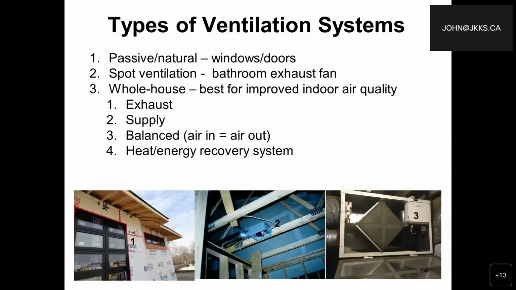So let's talk briefly about the types of ventilation systems that are out there. We can see there are three primary ones: what's known as a natural or passive system, such as your window or door. The spot ventilation, which, as an example, is simply something like your bathroom exhaust fan. Or how about a whole house fan? Actually, it's the preferred best for improved indoor air quality. So we can have it either through exhaust, a supply, a balanced air system for both in and out, so it's known as a balanced system, or through a heat energy recovery system.